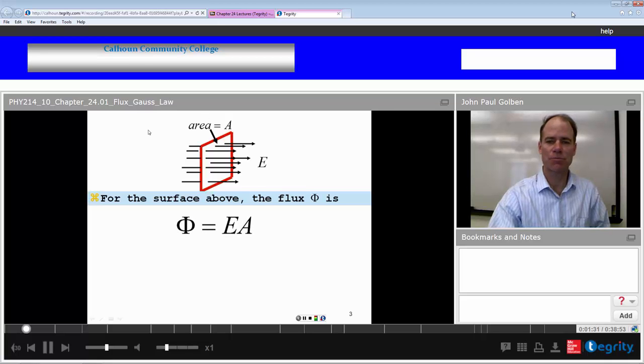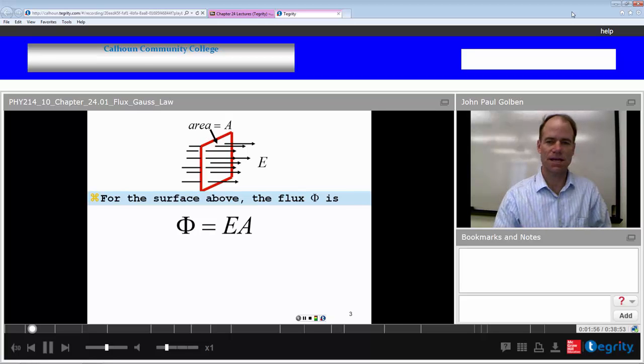So if I had a planar surface like above, I can characterize the flux mathematically as being equal to, and I designate flux by this phi symbol here, which kind of looks like a fighter in Star Wars. The flux, phi, is equal to the magnitude of the field, E, times the magnitude of the area, A.